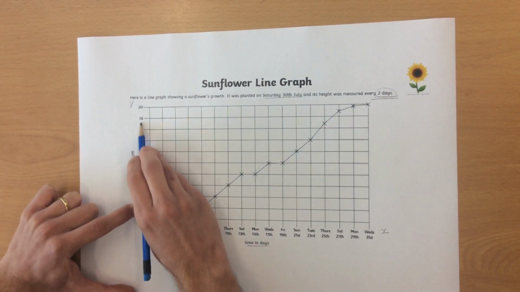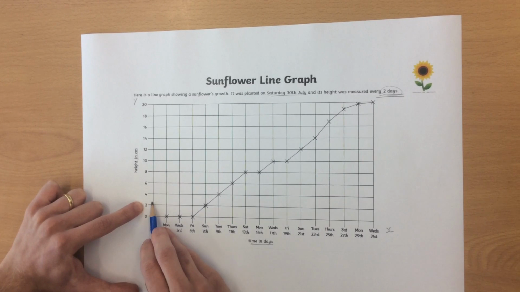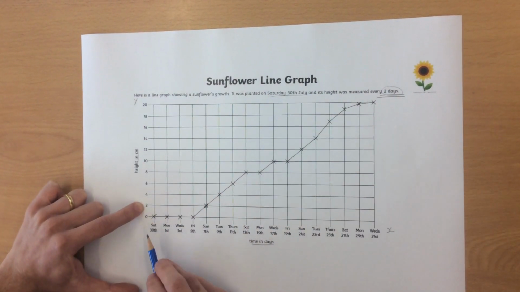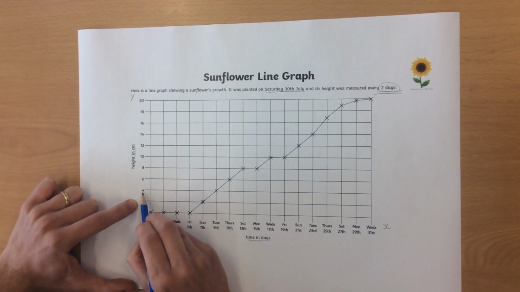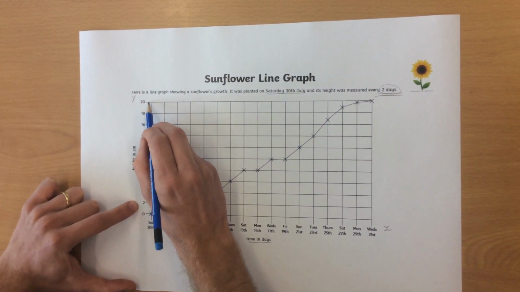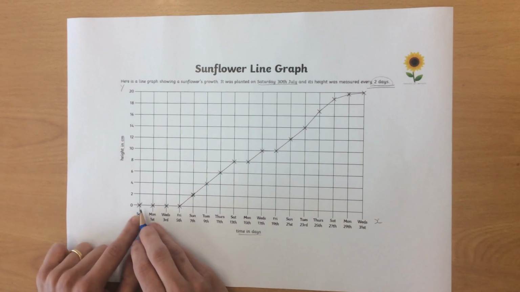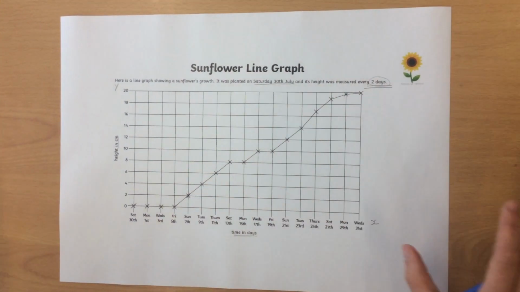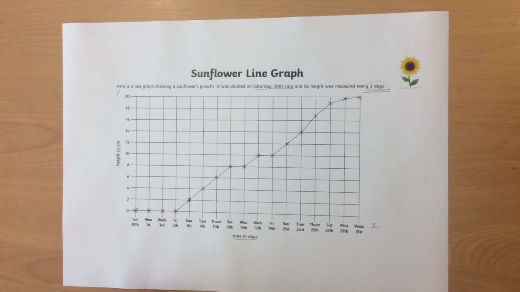And whilst I'm on this side now, you will notice the scale of my y-axis. It's 0, 2, 4, 6, 8, 10, 12, 14, 16, 18, 20. So it goes up in 2s on the side here. So let's have a look. So let's have a look at Friday the 19th.